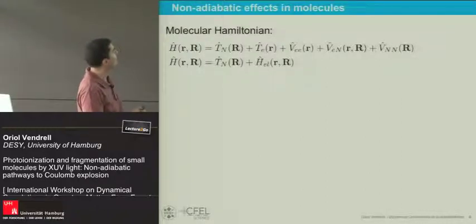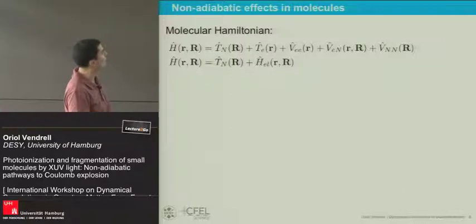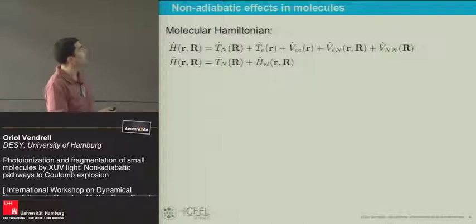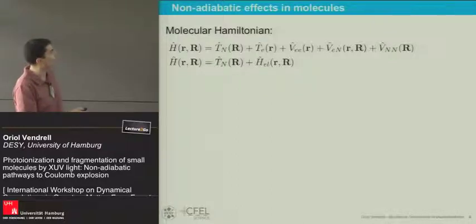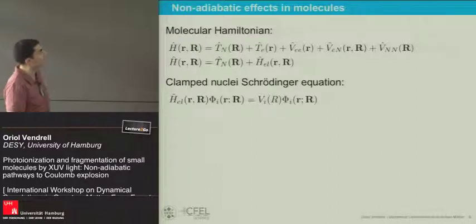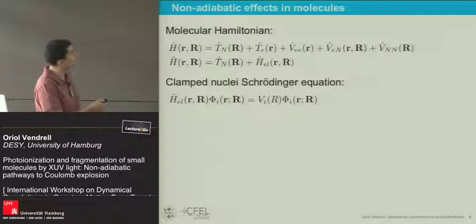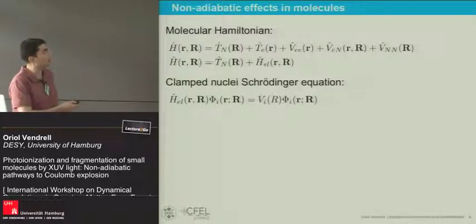You see here the nuclear kinetic energy, electronic kinetic energy, electron-electron interaction, electron-nuclear interaction, and nuclear-nuclear interaction. And this can be written in this way, in which all these terms are collected into what is called the electronic Hamiltonian, and then the kinetic energy here. And if one solves the time-independent Schrödinger equation with this Hamiltonian, then one gets potentials that depend on the position of the nuclei.